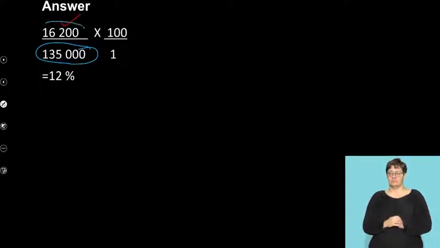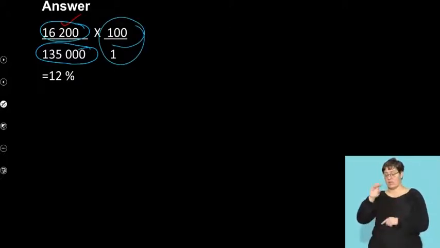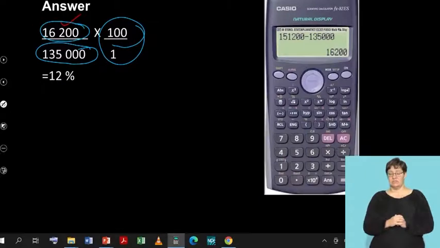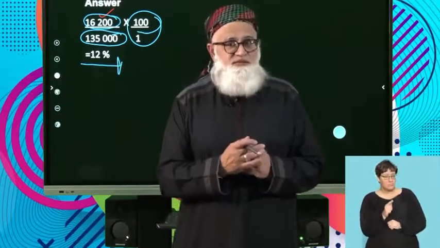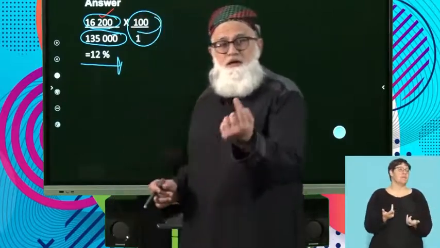The increase was 16,200 over the previous month's salary times 100 over 1, because we want to express it as a percentage. Let's do that. We take 16,200 times 100 divided by 135,000, and voila, you get an answer of 12%. That means there was a percentage increase of salaries of 12%. Although the question doesn't ask for it, you could be given the percentage increase and be asked to calculate the amount as well. So keep that in mind.